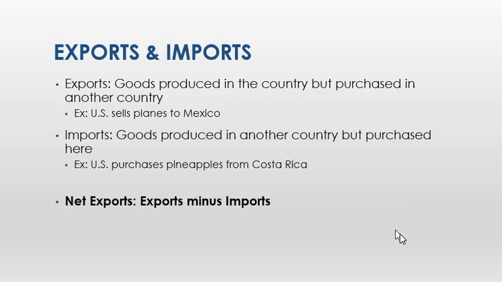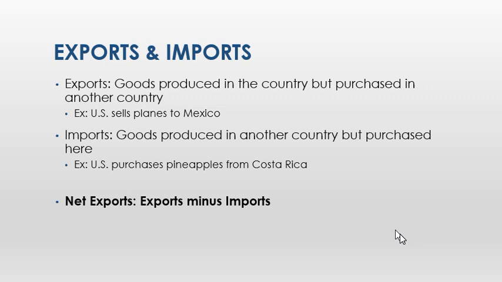So we also have exports and imports. Exports are when we produce something in this country, but somebody purchases it in another country. So for example, if we produce planes and somebody in Mexico buys a plane that we produce in the United States, that's an export. Imports are goods produced in another country but purchased here. So if we purchase pineapples from Costa Rica, then that is an import. It was produced somewhere else, but we purchase it here.